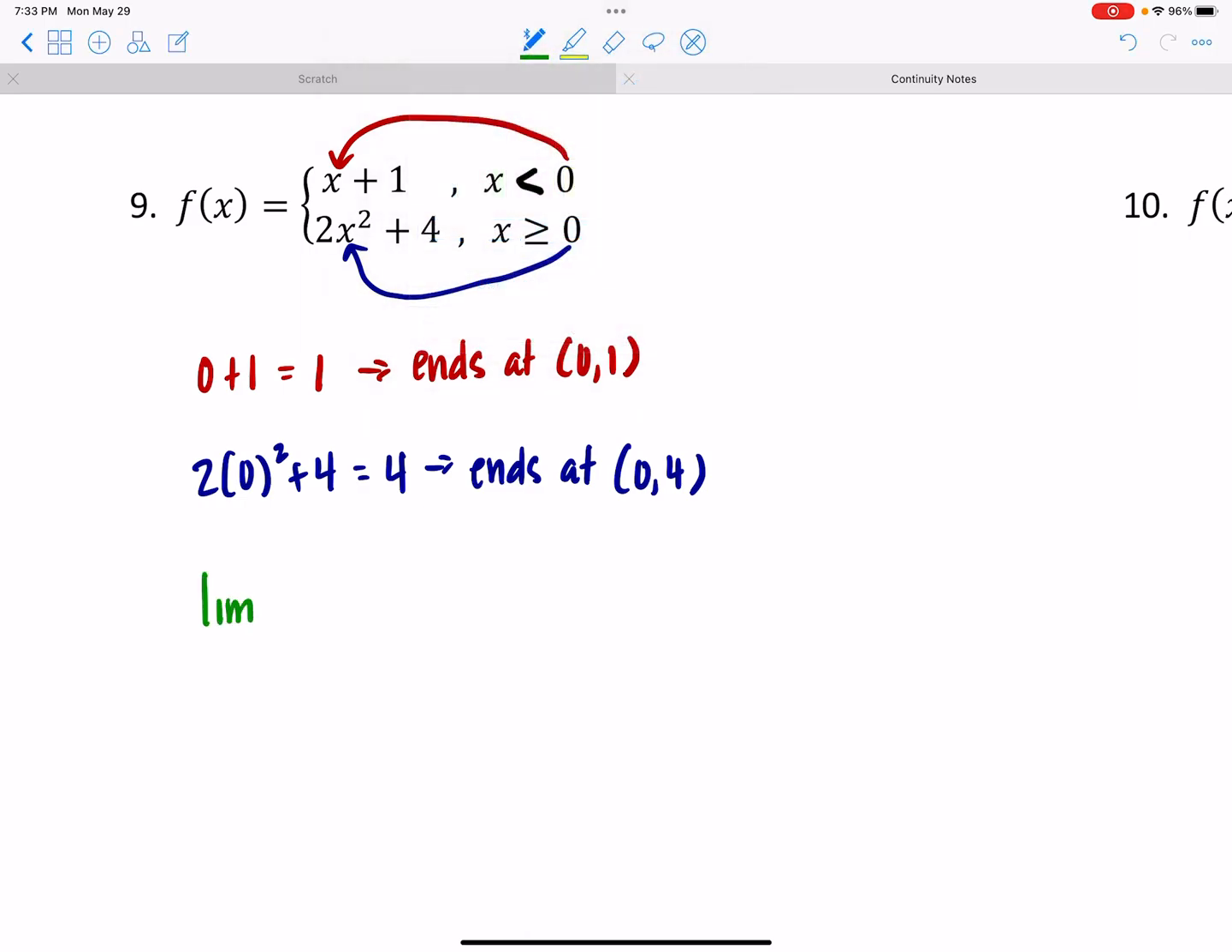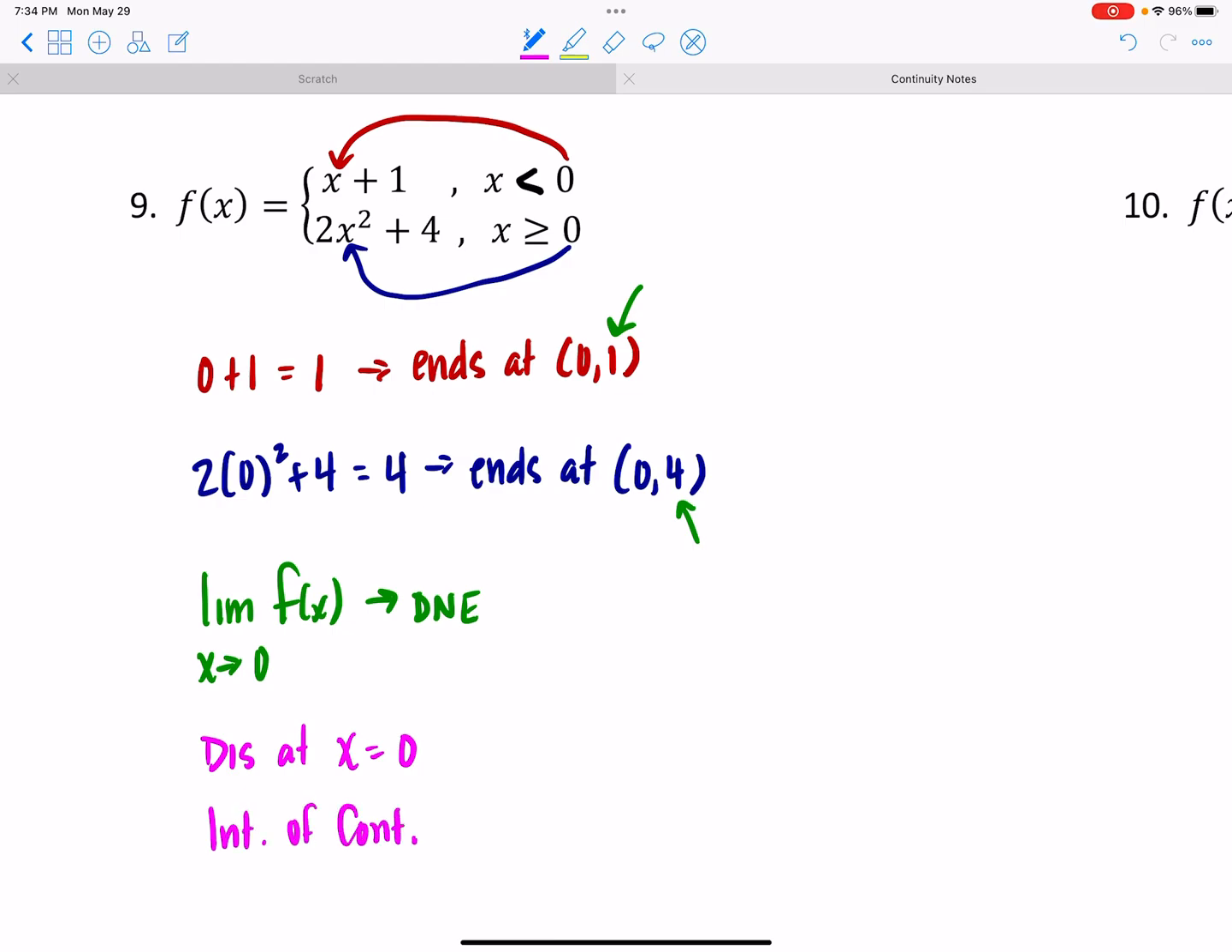And so I can see at x equals 0, the limit's not going to exist. The limit of f of x as x approaches 0 does not exist, because the limit from the left is 1, and the limit from the right is 4. So since those one-sided limits don't coincide, again, this is a discontinuous graph. So we're going to say that it's discontinuous at x equals 0. So our interval of continuity is everything else, everything before 0, so negative infinity to 0, and then everything after 0, so 0 to positive infinity. There are the intervals of continuity.